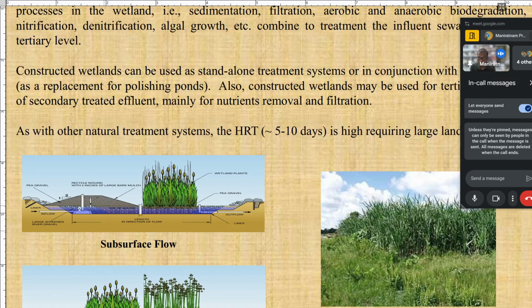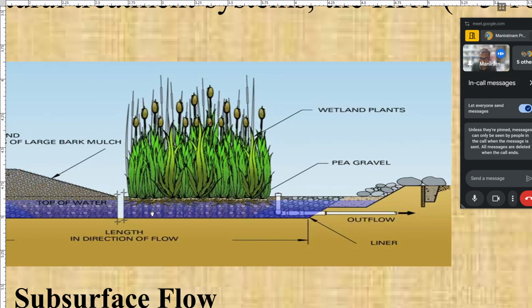and you can see that water is going through this gravel. So here you can see different portions. First, the pea gravels are there, then large screen river gravels are there, and water is allowed to pass through these wetlands. What is happening is that this wastewater is interacting with the roots of these wetland plants.